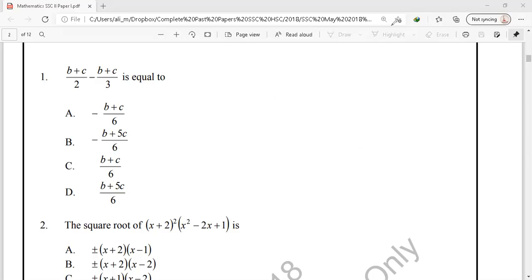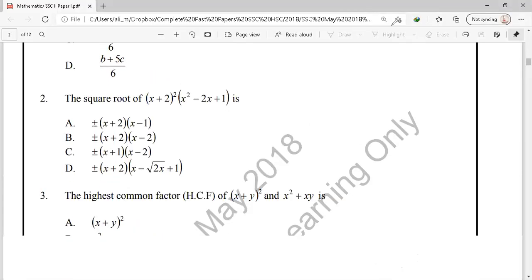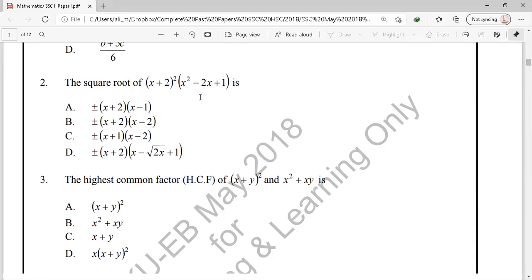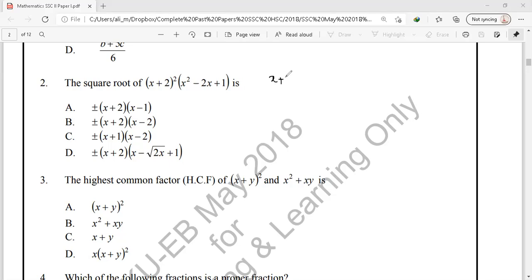So let's come to the question number 2. And in question number 2, we have to find the square root of this expression. So let us factorize this expression x plus 2 whole square and x square minus 2x plus 1. So this expression is already a perfect square. So let us keep this expression as it is.